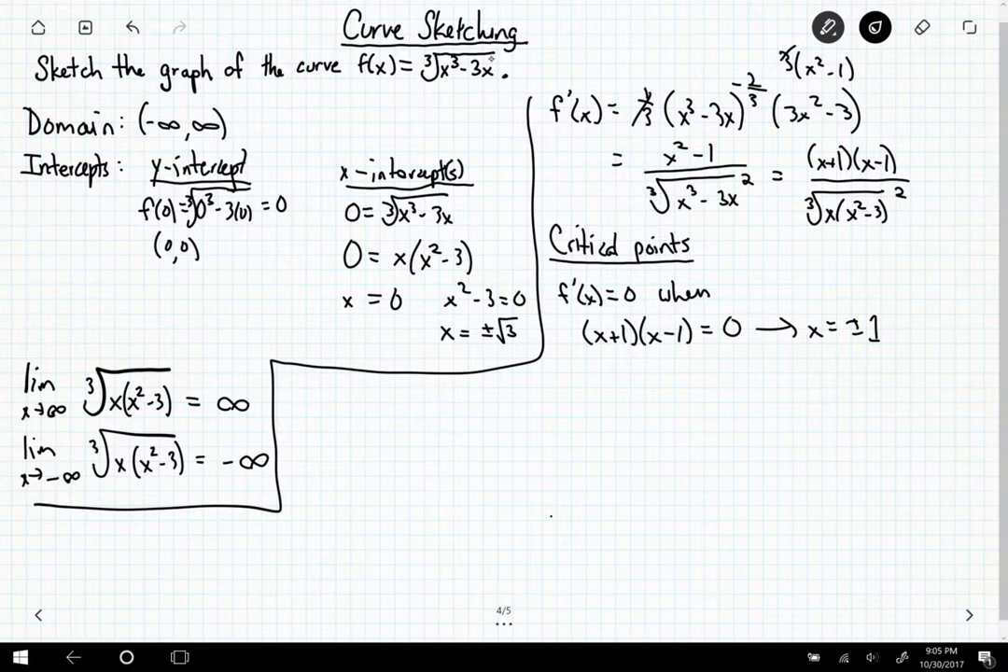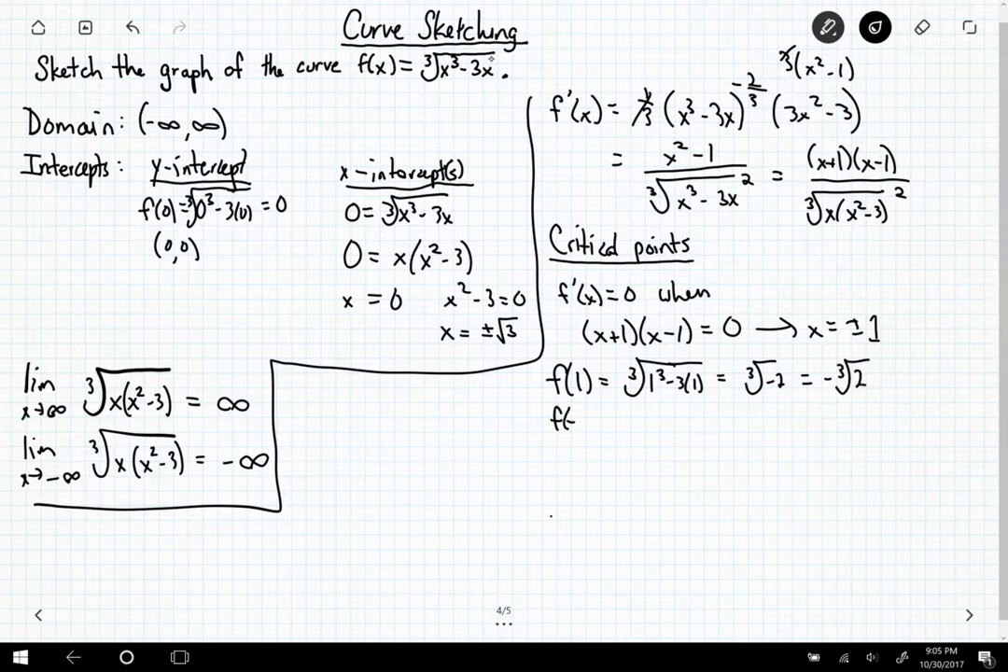So let's plug those back in to our original function, f of 1. So f of 1, what do we get? We get the cube root of 1 cubed minus 3 times 1. So it's going to be the cube root of negative 2. Or we can also write that as equal to the negative cube root of 2.